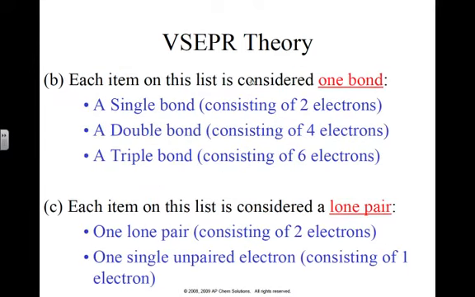Each item on this list is considered one bond. A single bond, what does that mean? It's two electrons. A double bond is considered one bond. A triple bond is considered one bond. It's just a type of bond. Each item on this list is considered a lone pair, whether it's one lone pair of electrons or one single unpaired electron.